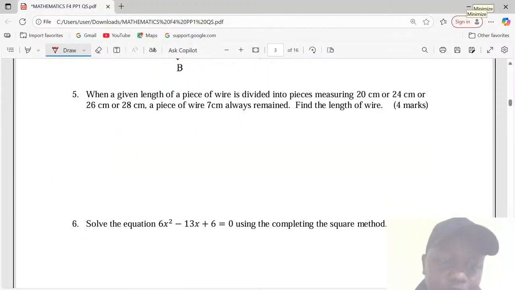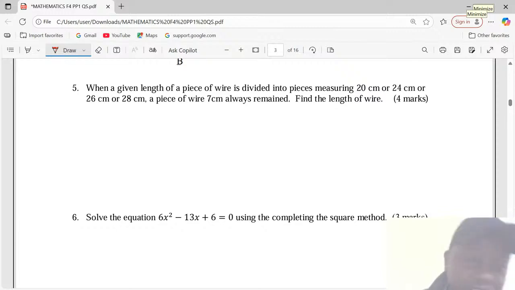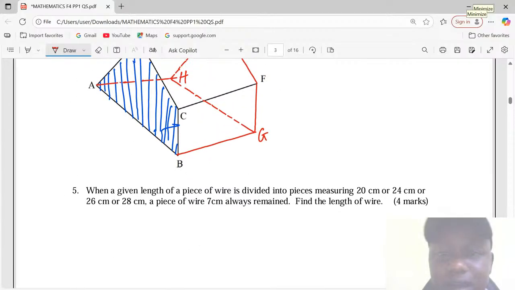But now we can talk about number 5. It's number 5, ladies and gentlemen. When a given length of a piece of wire is divided into pieces measuring 20, 24, 26, or 28, a piece of wire 7 centimeters always remains. Find the length of the wire. So there is a long wire which is divided by 20, 24, 26, and 28 such that anytime it is divided, a remainder of 7 remains.